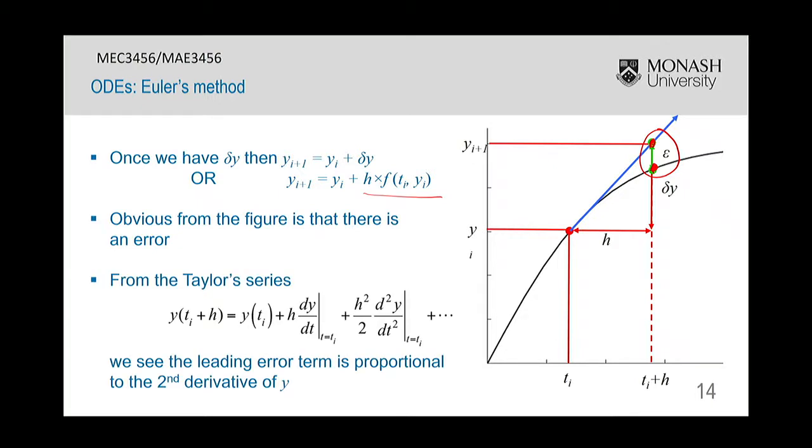From Taylor series, if we go back to the Taylor series, we can see that the leading order error term is that term there. So it's proportional to the second derivative of y, and it also scales like the spacing squared.